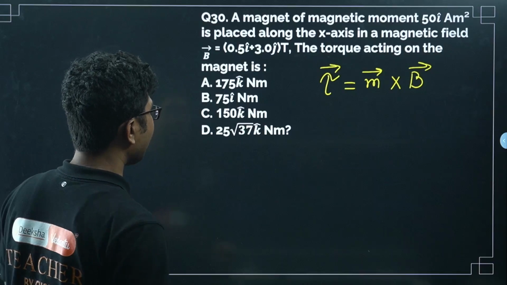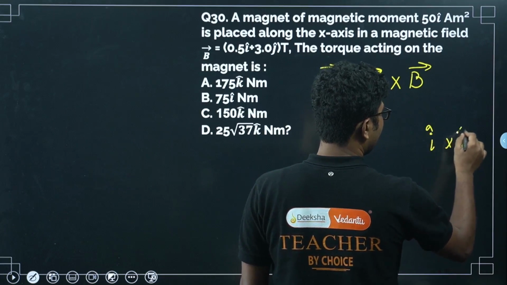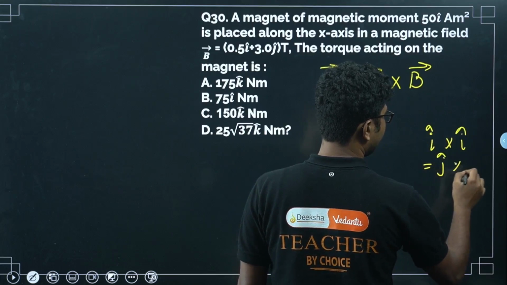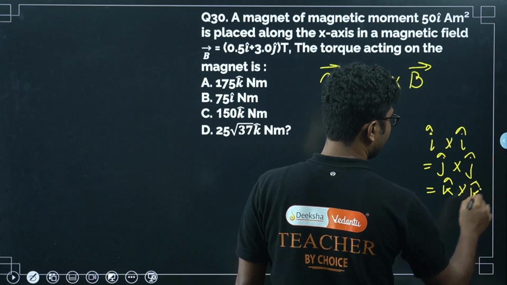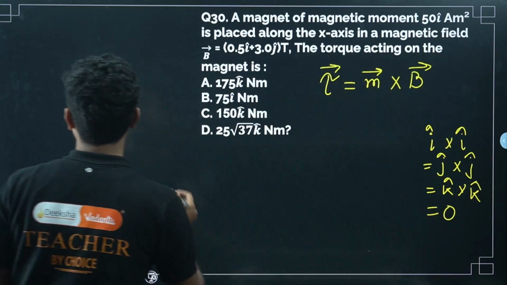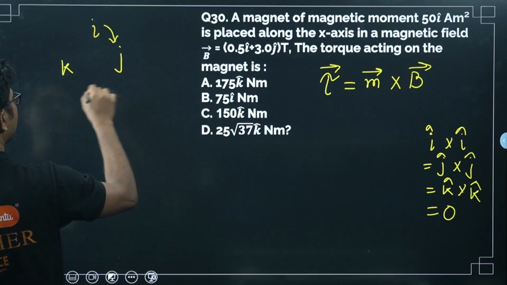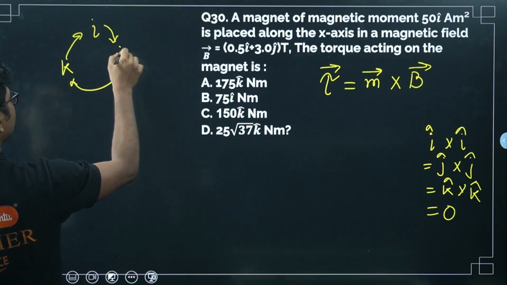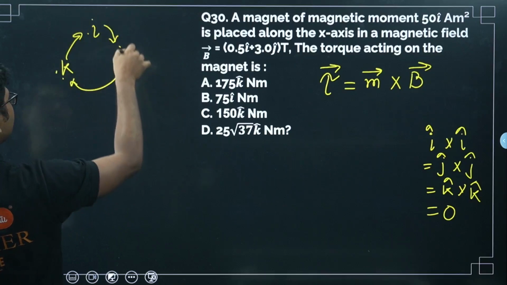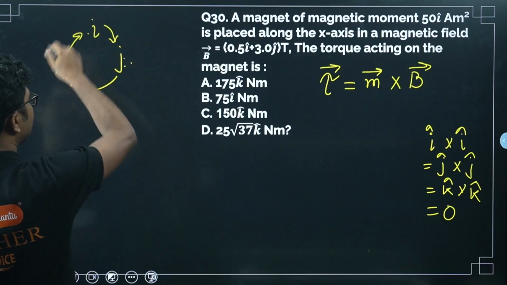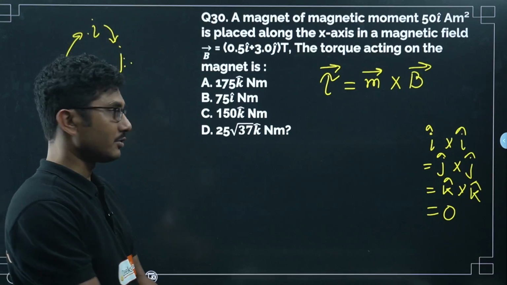Now also we know that in cross product, i cross i equals j cross j equals k cross k equals 0, just to remind you. And for any other combination of i, j, k, if we are going in this direction, then i cross j is k, k cross i is j, and j cross k is i, when we are going in this order. If we are going in the opposite order, then it will be minus of that, right?